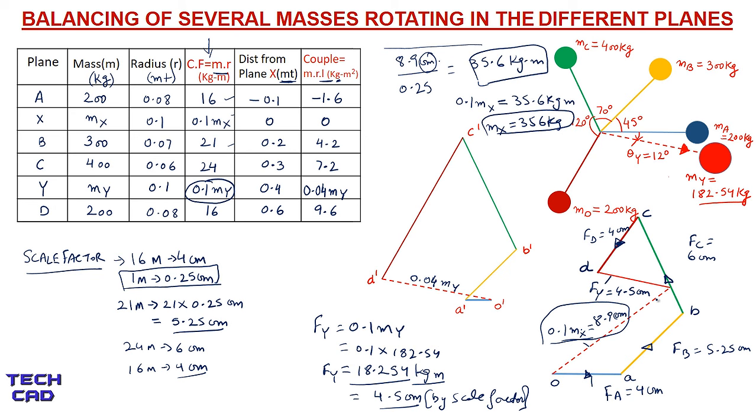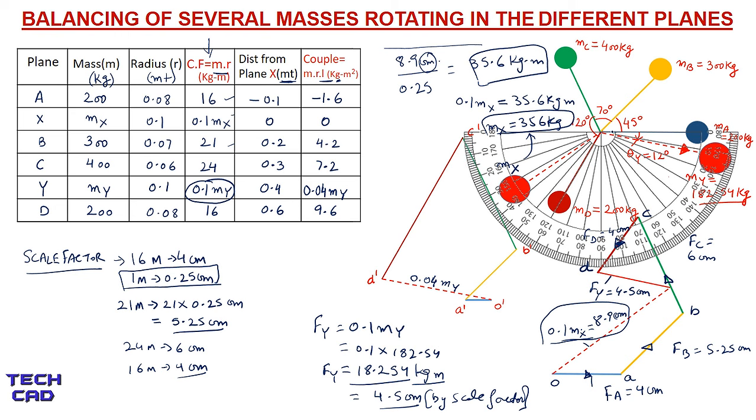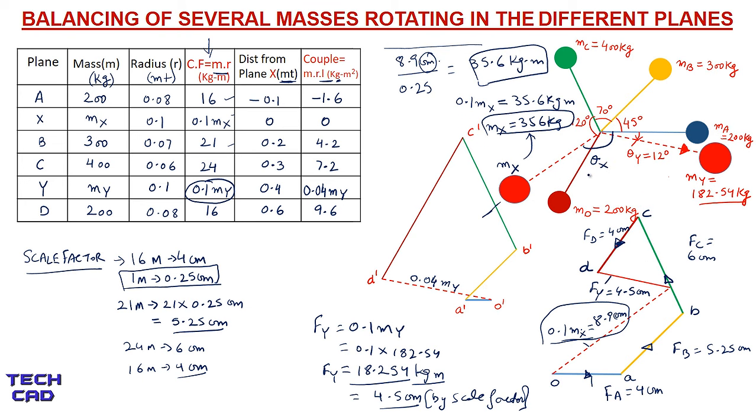Now with the help of this force polygon we can make a line over here in the space diagram, and this is the mass Mx and this is 356 kg. The angular position we can find out with the help of a protractor, and you can find out this is around 145 degrees, so theta x is 145 degrees. So students, this is the way to find out the balancing of several masses rotating in different planes.